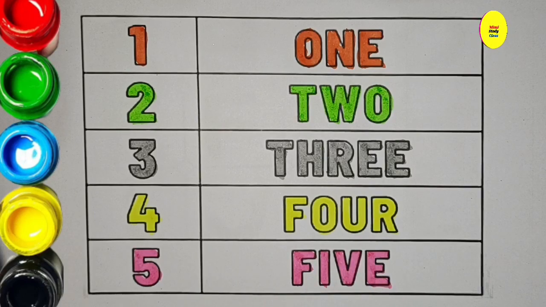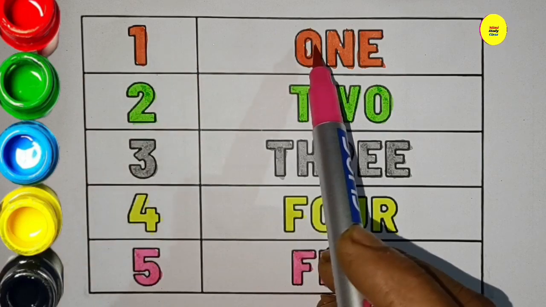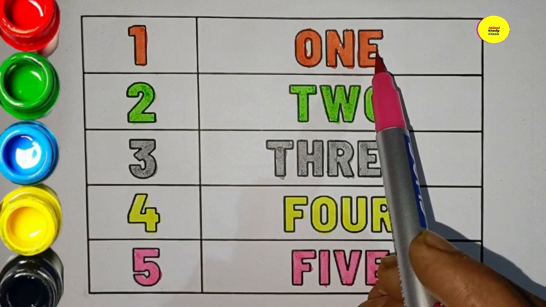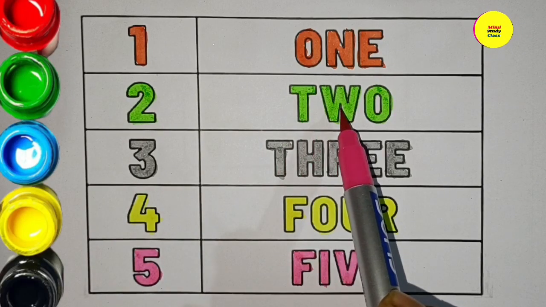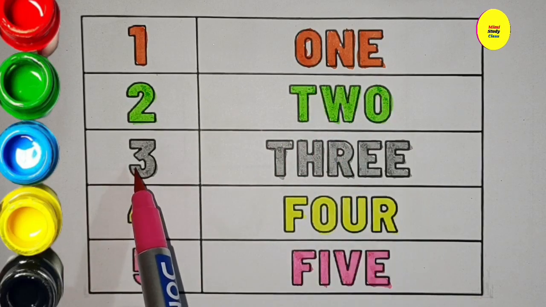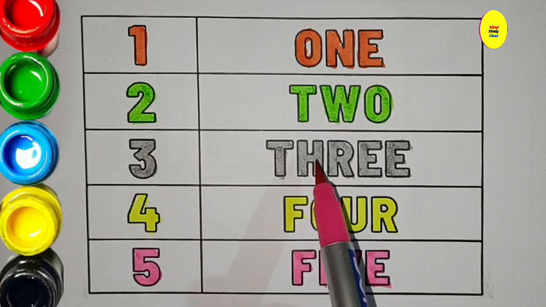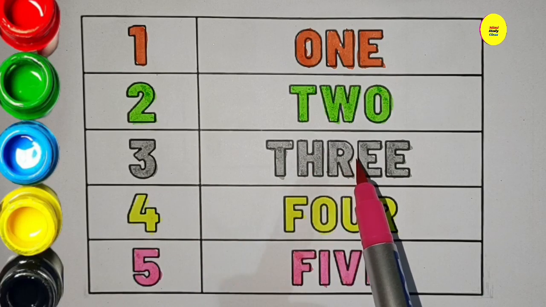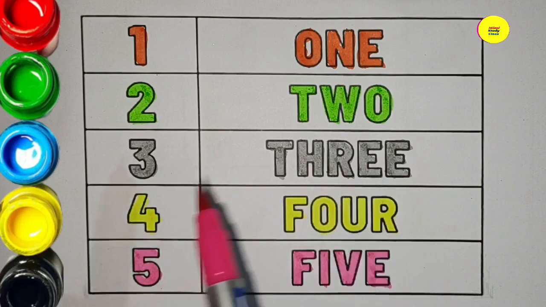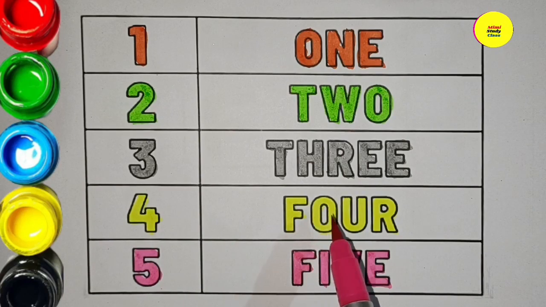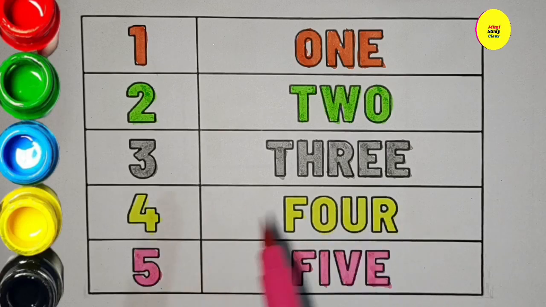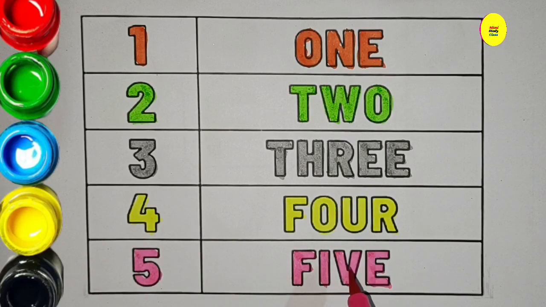Five. One, O-N-E. One. Two, T-W-O. Two. Three, T-H-R-E-E. Three. Four, F-O-U-R. Four. Five, F-I-V-E. Five.